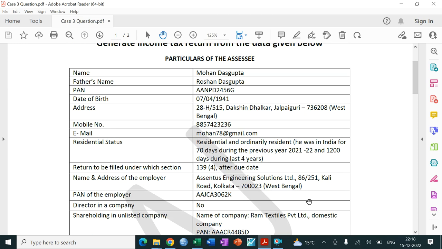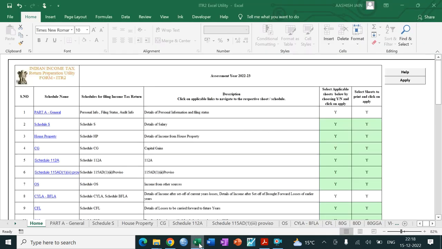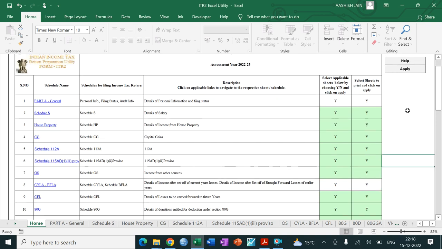So let's start with the Excel utility part. So this is the first dashboard part. Salary, yes, we need. House property, yes. Capital gain, no. So make it no.